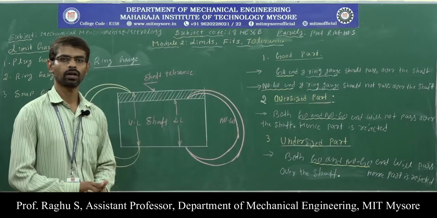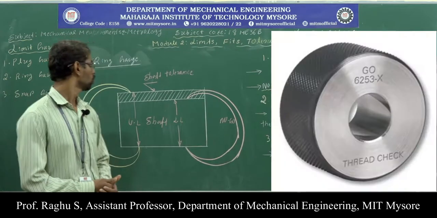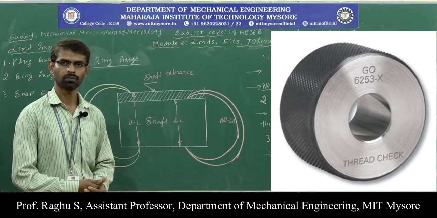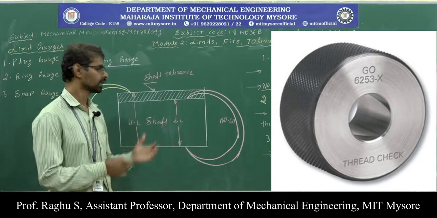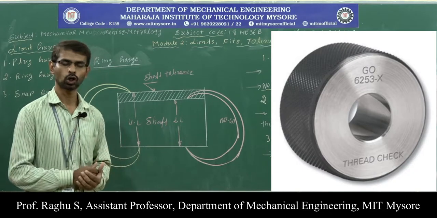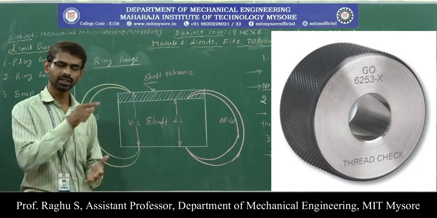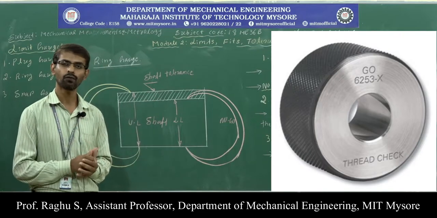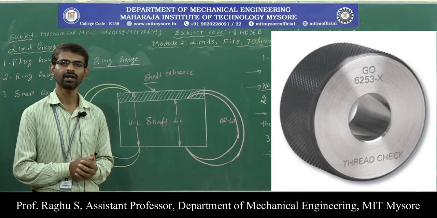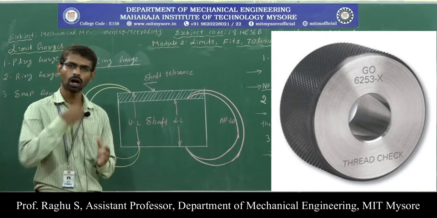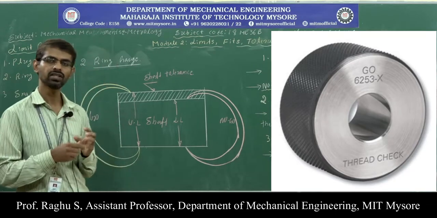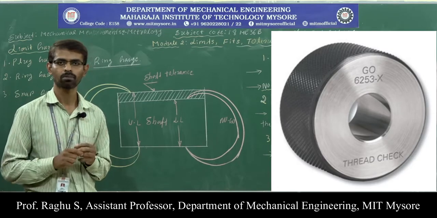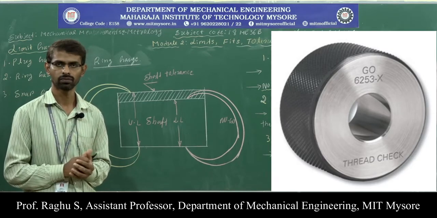Next one, ring gauge. Ring gauges are designed to check the diameter of a shaft, that means whether the diameter of the shaft is within the specified tolerance or not. A ring gauge consists of a central hole. The hole is accurately finished by grinding and hardening process. The outer surface of the ring gauge is knurled, meaning it has a diamond shaped pattern for easy handling.